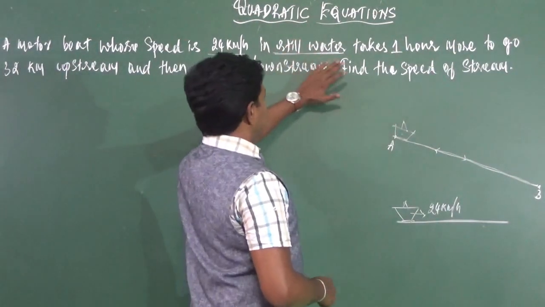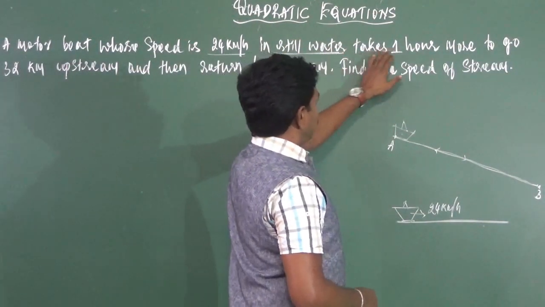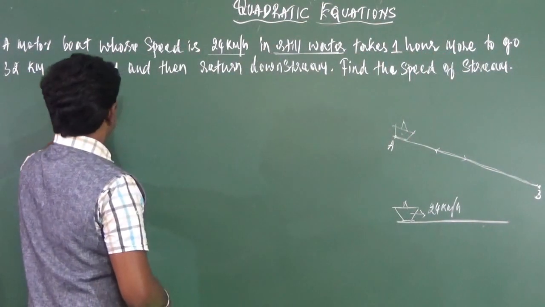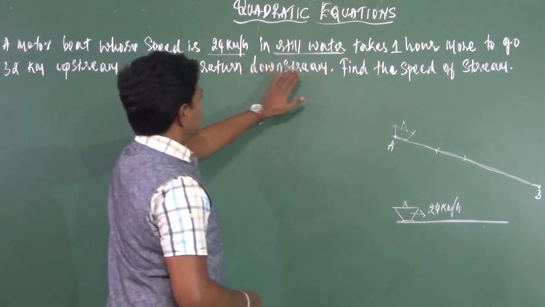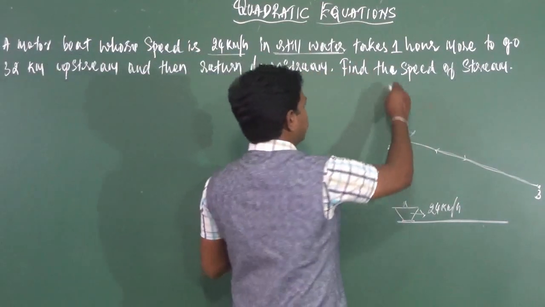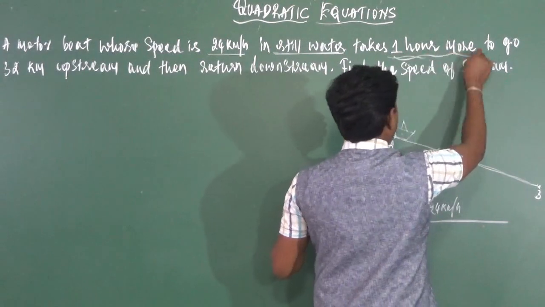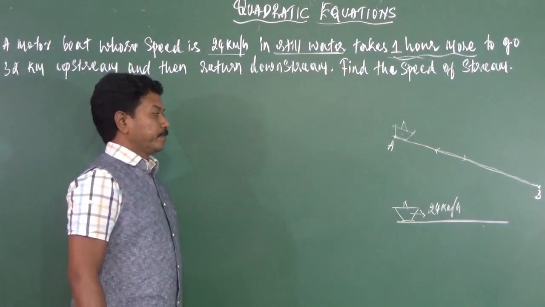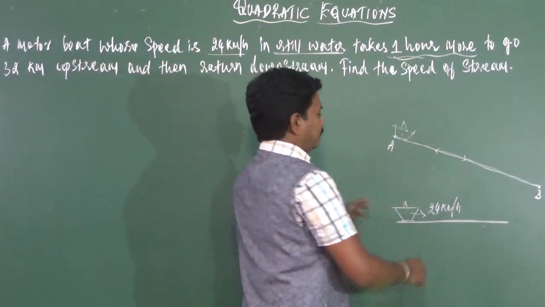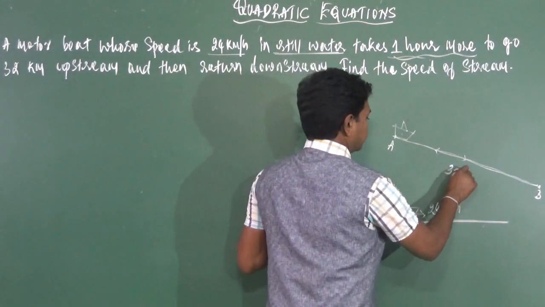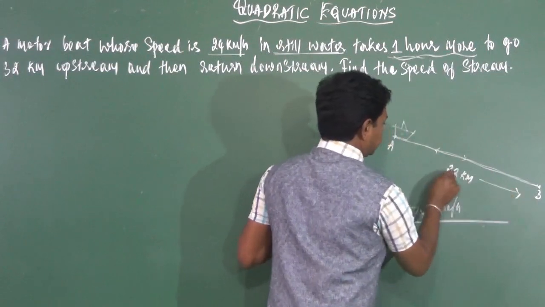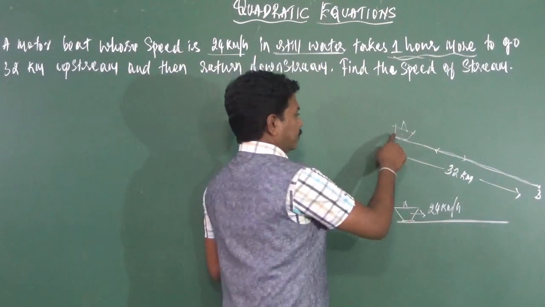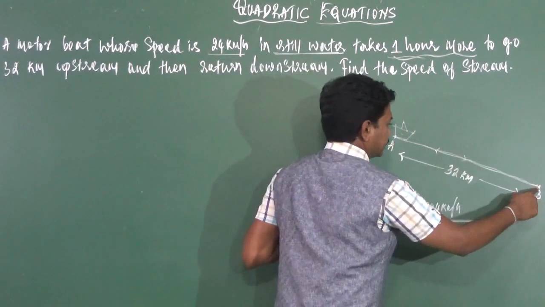So what is the criteria? Here the boat takes 1 hour more to go 32 kilometers upstream and then return downstream. One hour more. What is the meaning of this statement here particularly? It's very simple. The distance between A and B is 32 kilometers. This is fixed. Now the boat starts from A and reaches B.